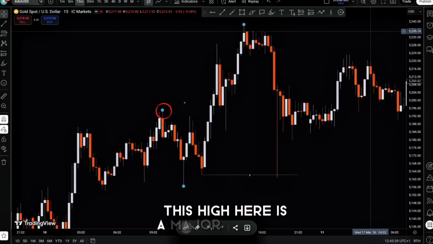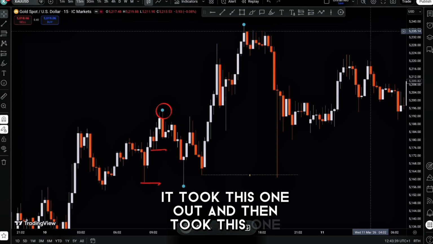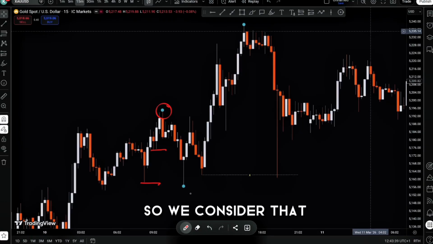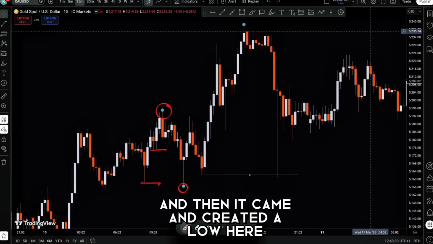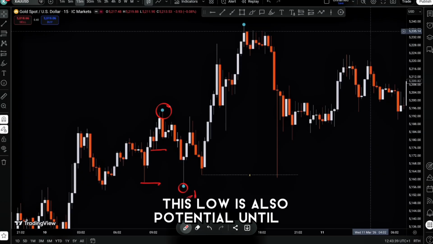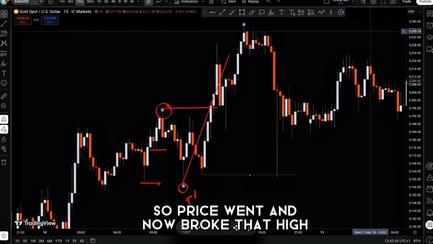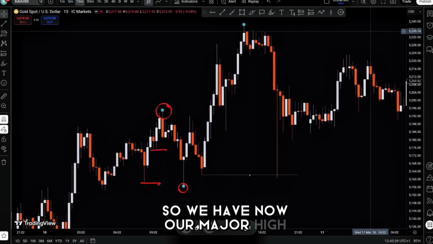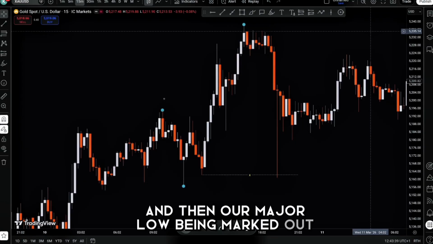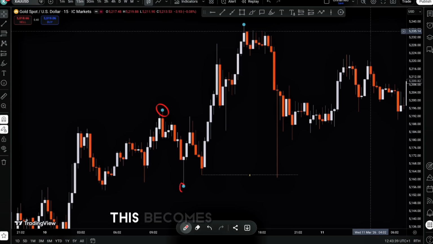This high here is a major high. Why? Because it took out this low. If it's not a major high, we expect it to hold price like this and go up from this move here, but it didn't do that. It took this one out and then took this one too out. So we consider that a potential major high, and then it came and created a low here. This low is also potential until it breaks this high. So price went and now broke that high. So we have now our major high and then our major low being marked out. So this becomes our major high, this becomes our major low.